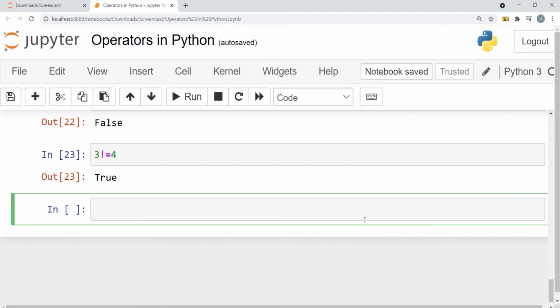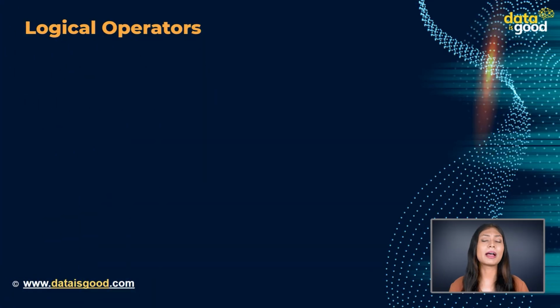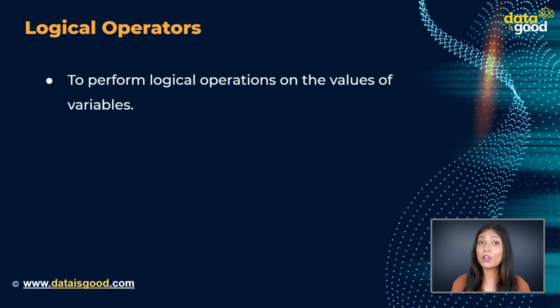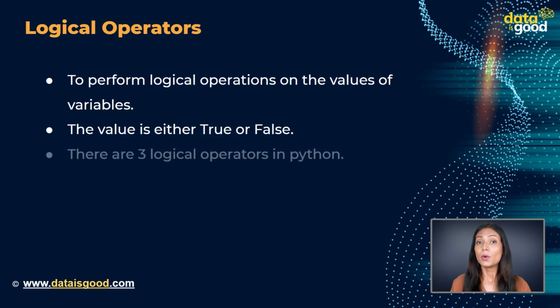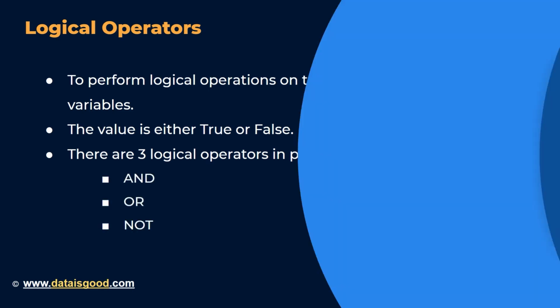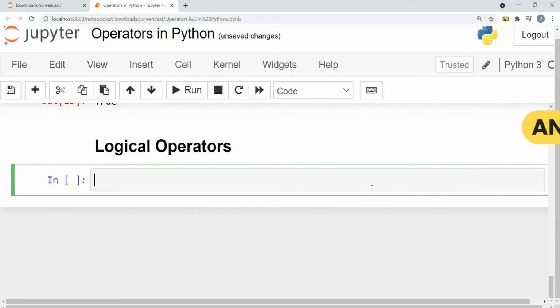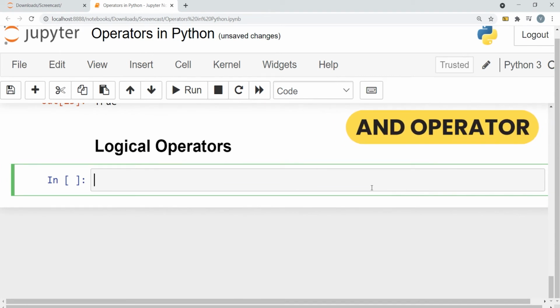Great. Now then comes the next Python operator, which is Python logical operators. Logical operators in Python are used to perform logical operations on the values of the variables. The value is either true or false. Well, there are 3 logical operators in Python: and, or, and not. So now let us begin with the AND operator. This operator checks whether the conditions on both the sides are true or not.